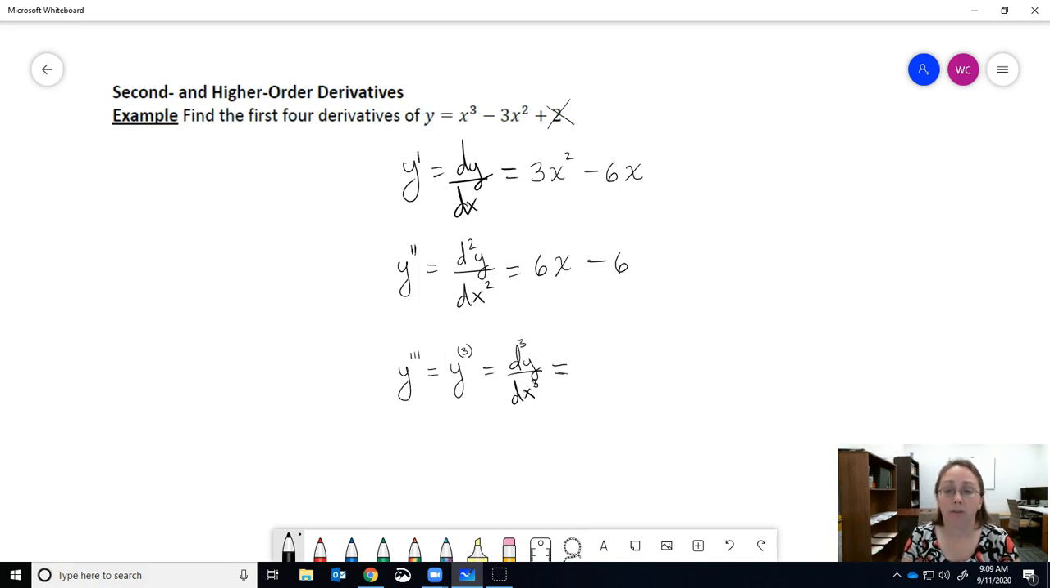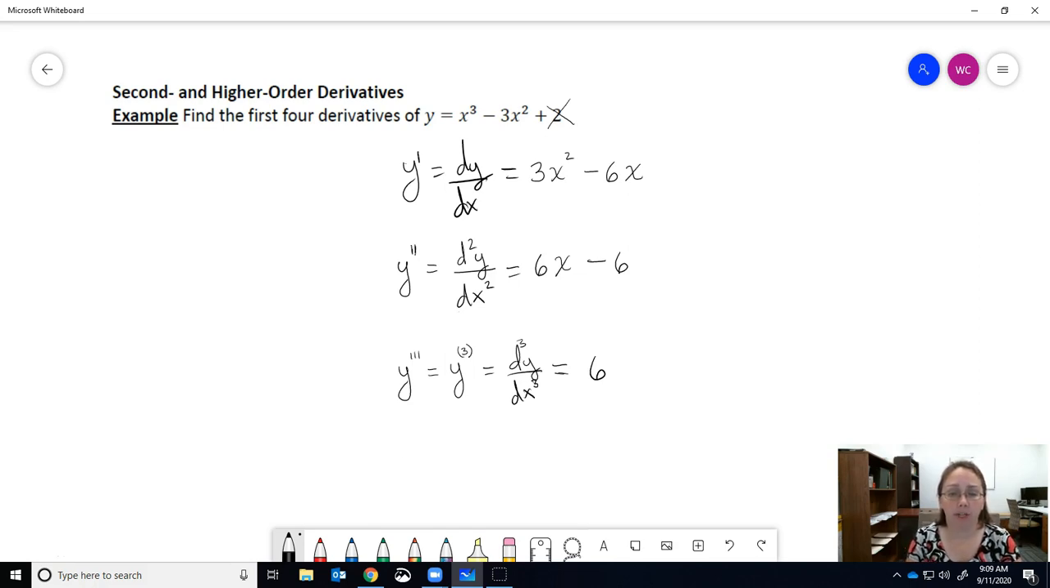So third derivative we get by taking the derivative of the second derivative. What is the derivative of 6x? Well, 6 just chills out. The derivative of x is 1. Well, 1 times 6 is still 6. The derivative of 6, a constant, well, that's just 0, so it's gone.